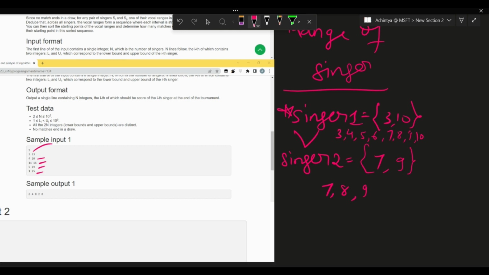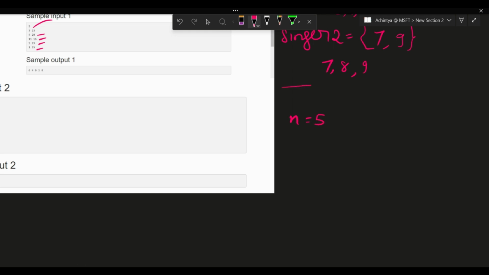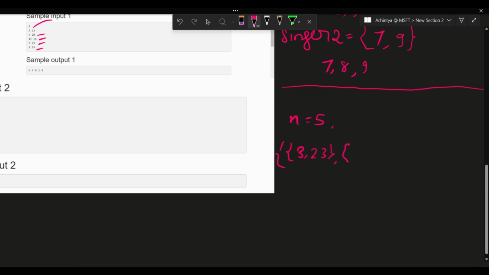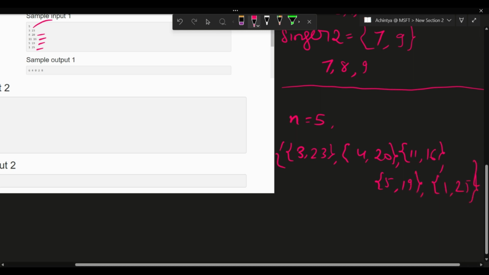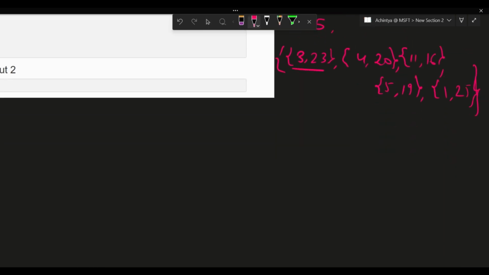So if I try to explain the question by this example, let's understand by this example particularly. I will write the input here, in the format of my coding also, so that will be easier to get. N equal to 5 and 3 to 23, 4 to 20, 11 to 16, 5 to 19, and 1 to 25.